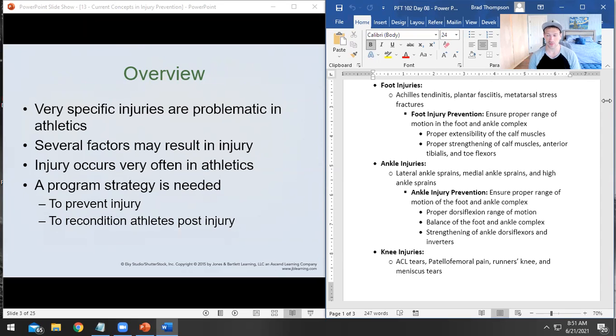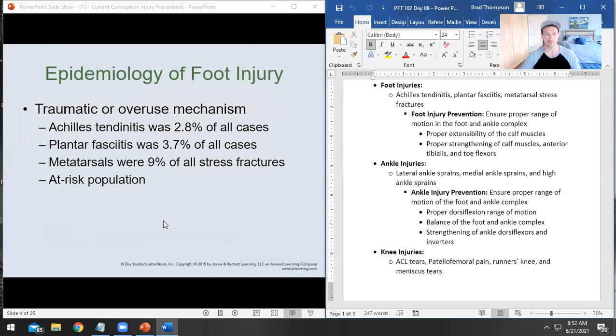Because it's so common in the world of athletics, we need to be able to look at what some of these risk factors are and determine them. And we want to come up with a strategy for how to prevent them, right? We want to prevent injury. And if we have an athlete who did get injured, we also want to talk about how to recondition them afterwards. So we can sort of say, oh, well, you probably had it because of this. Let's get you back on the right track. Let's see if we can fix it.